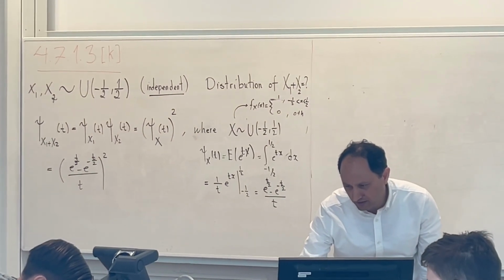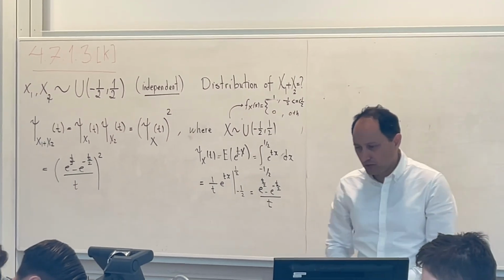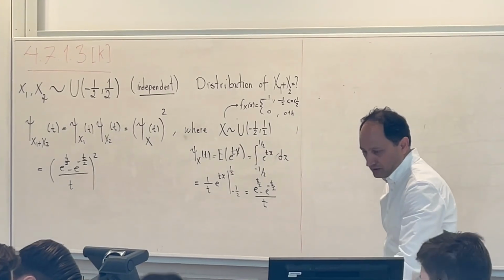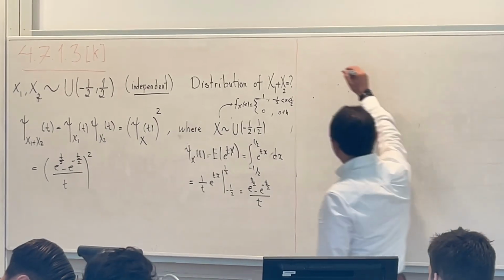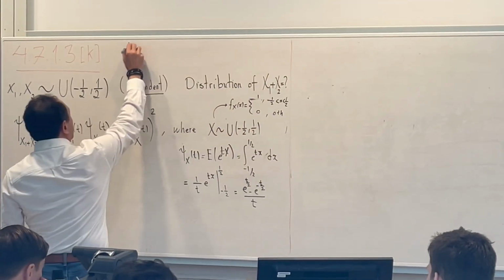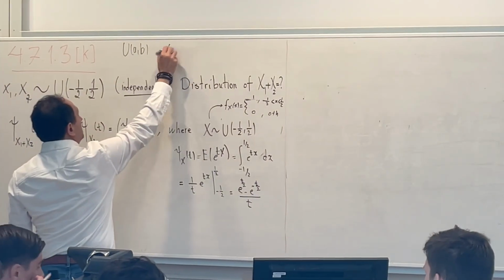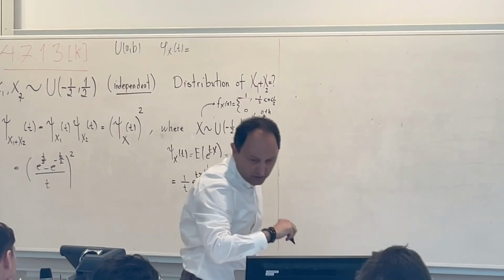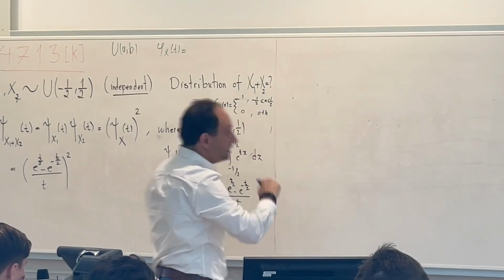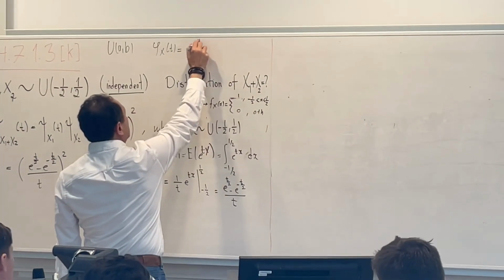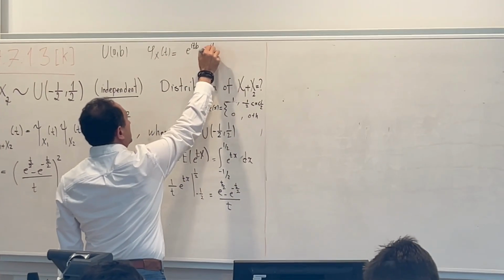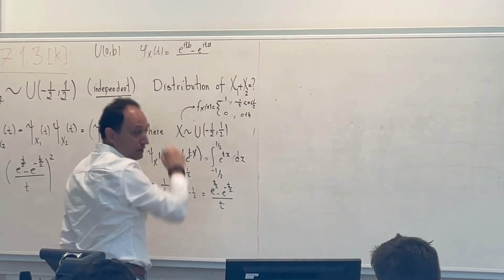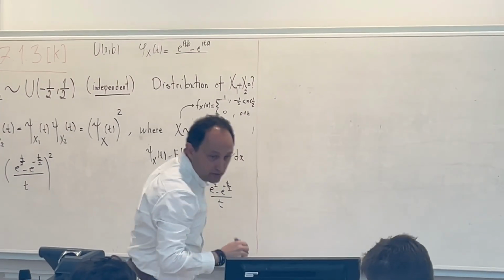Yeah, I think it's another one. So, when I see the table, the first one, for U, A, and B, phi x of t in the table of the book is written to be e to the power of itB minus e to the power of itA divided by it(B minus A).